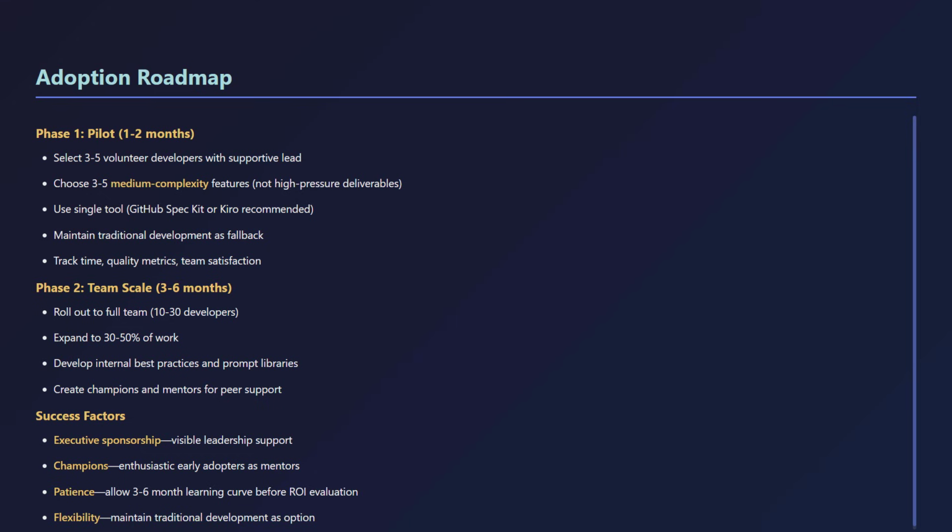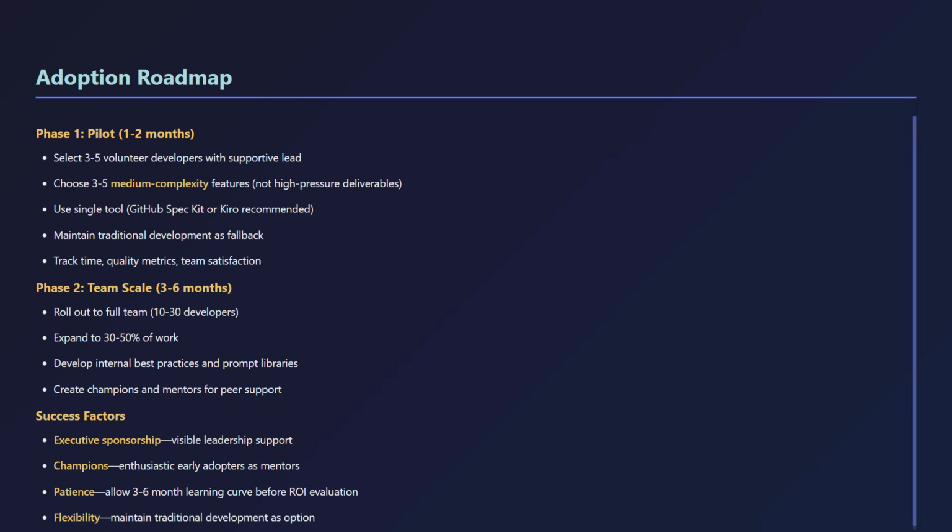Use a single tool. GitHub Spec Kit or Kiro are recommended for starting. Do not try to evaluate multiple tools simultaneously. Maintain traditional development as a fallback option. If SDD is not working for a particular task, developers can fall back to familiar approaches without feeling trapped. Track metrics: time spent, quality outcomes, team satisfaction. You need data to evaluate whether this is working.